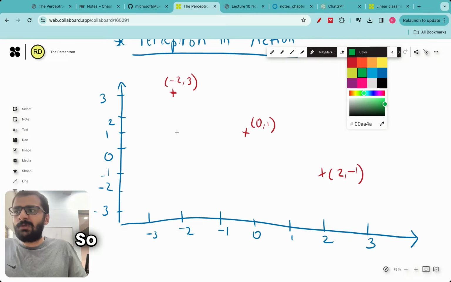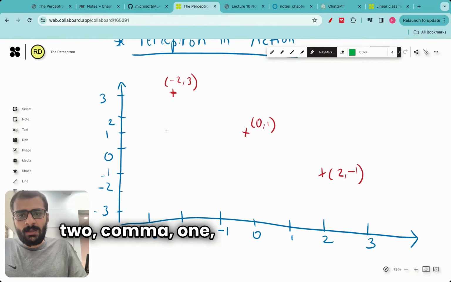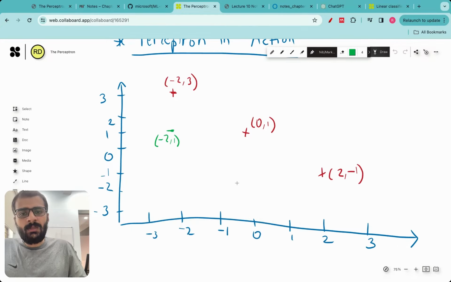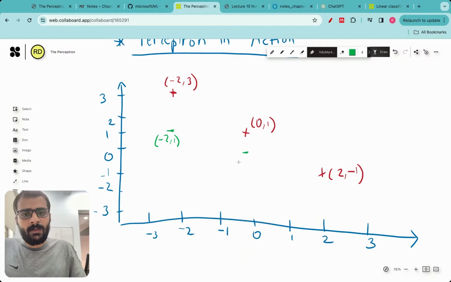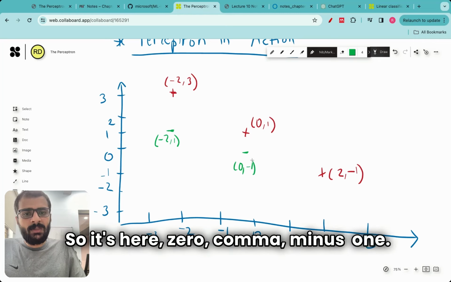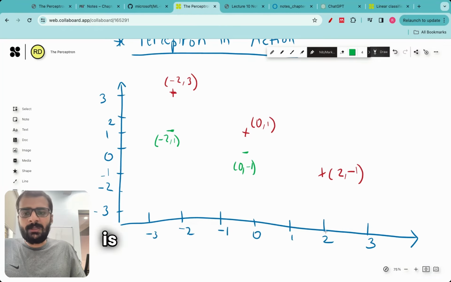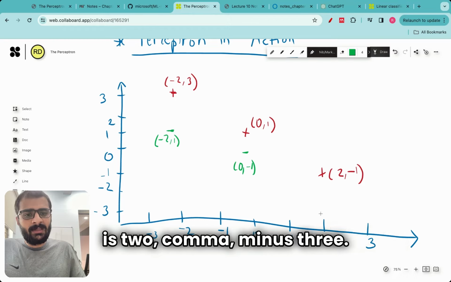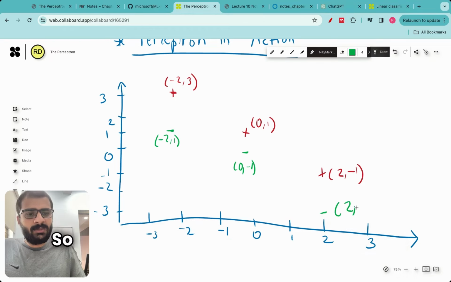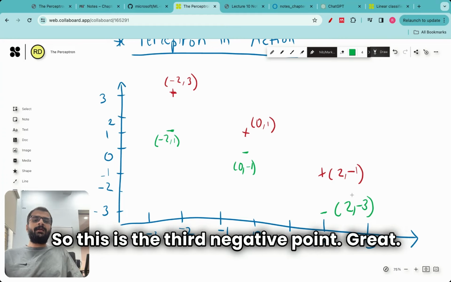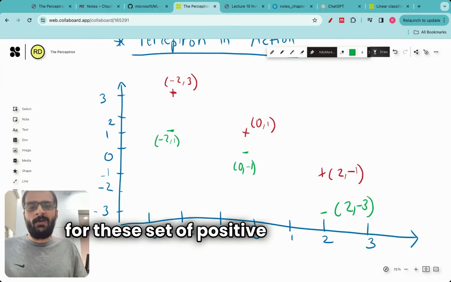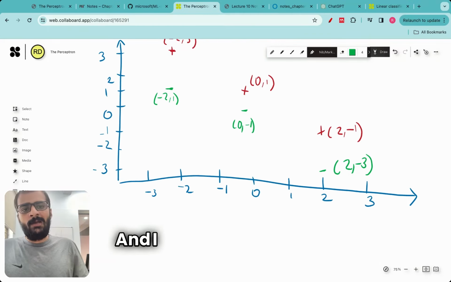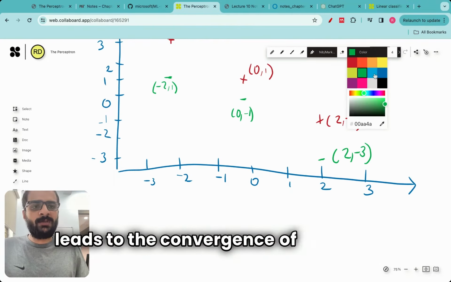So the first negative point is -2, comma 1. The second negative point is 0, comma -1. And the third negative point is 2, comma -3. So this is the third negative point. Great. So now I will run the entire perceptron algorithm for these set of positive and negative points, and I will show you how it leads to the convergence of the results.